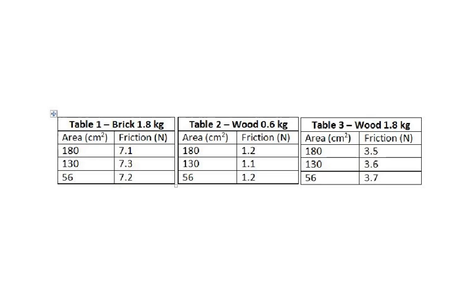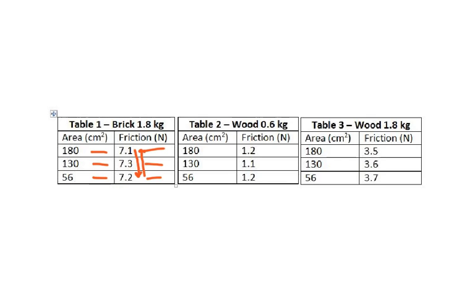Hopefully what you've seen is that 7.1 and then 7.3 and then 7.2 are all pretty darn close to each other in terms of the size of the friction, and that there is no clear trend of an increasing or decreasing amount of friction as we're going. So the area of the brick doesn't seem to really have much of an impact.